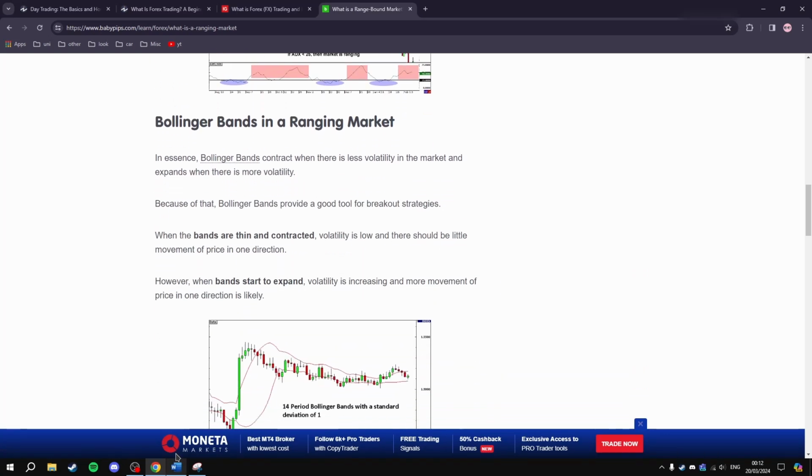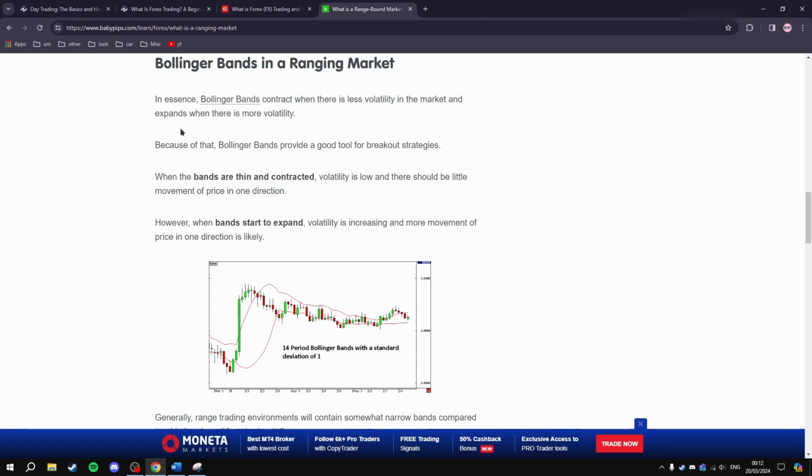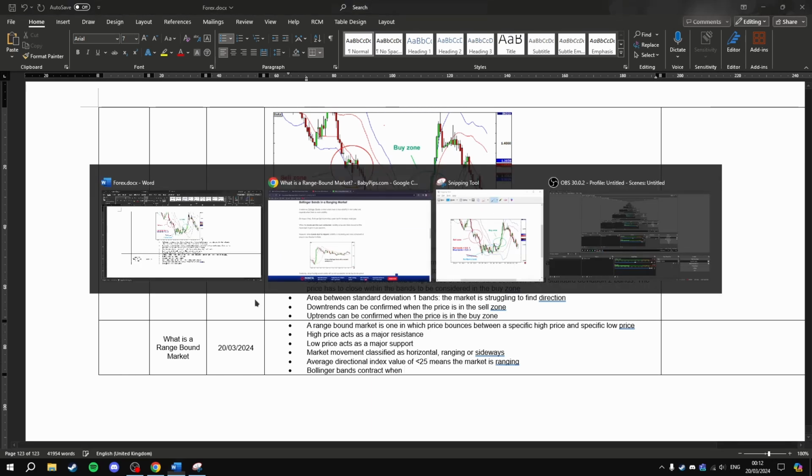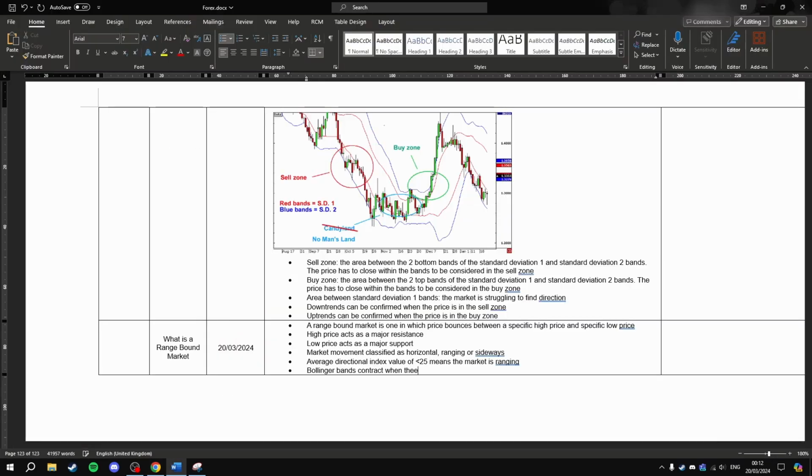Bollinger Bands. In essence, Bollinger Bands contract when there is less volatility in the market and expand when there is more volatility.